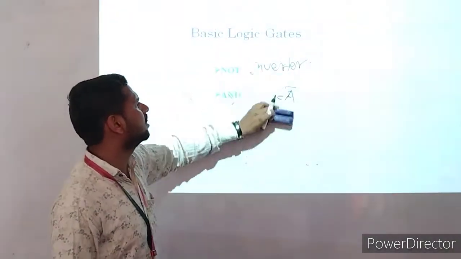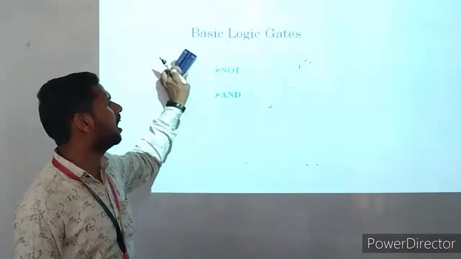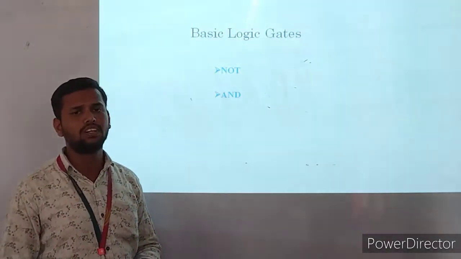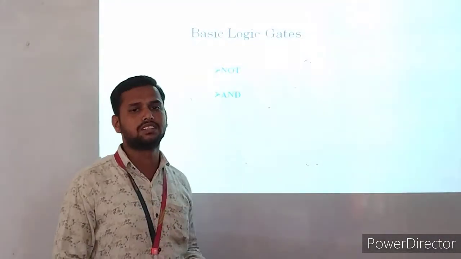Next gate is the AND gate. What is the AND gate? The AND gate function is the multiplication of the inputs or variables.